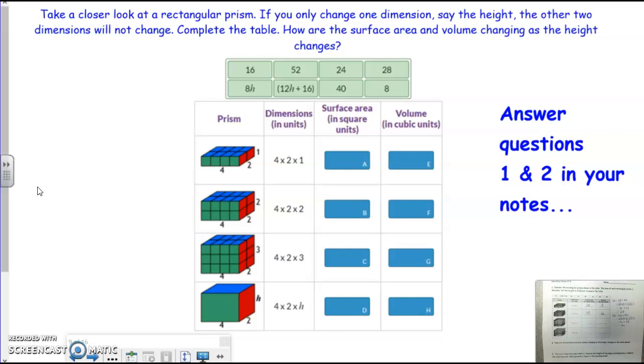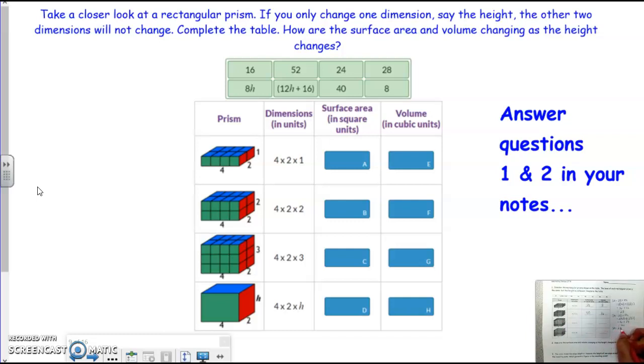So what we noticed is that when the height changed, that was the only dimension that changed, and the volume doubled. When we compare the surface area, the area of the bases stayed the same, but it was this part that doubled. Remember I said this is the lateral area. So the lateral area doubled, and of course the bases are staying the same. Now let's see if it has that same effect if you triple the height.